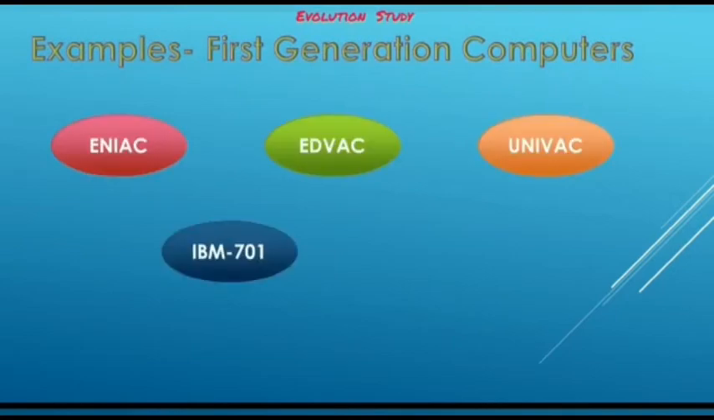Let's talk about the examples of first generation computers: ENIAC, EDVAC and UNIVAC, IBM 701 and IBM 650.